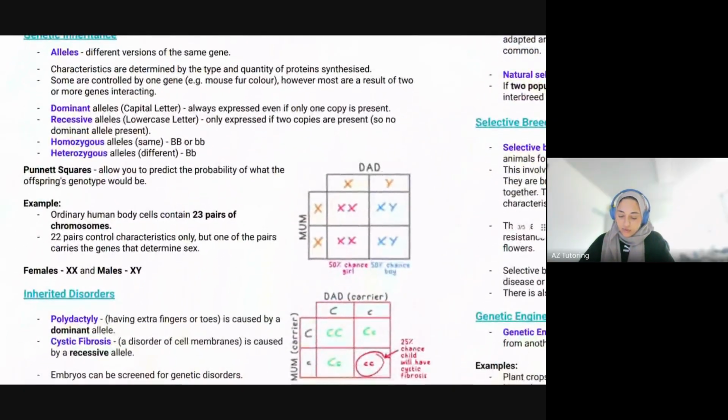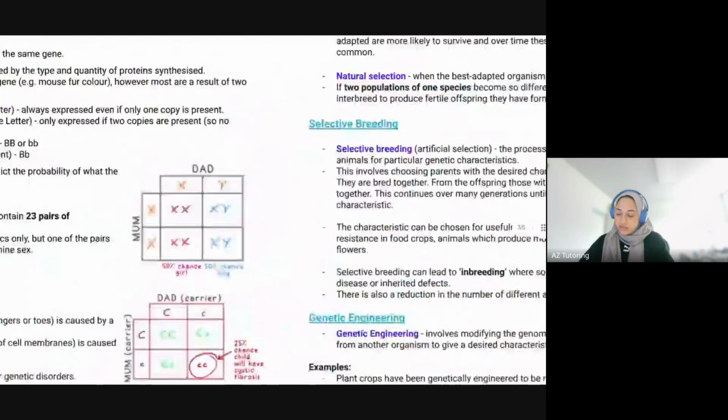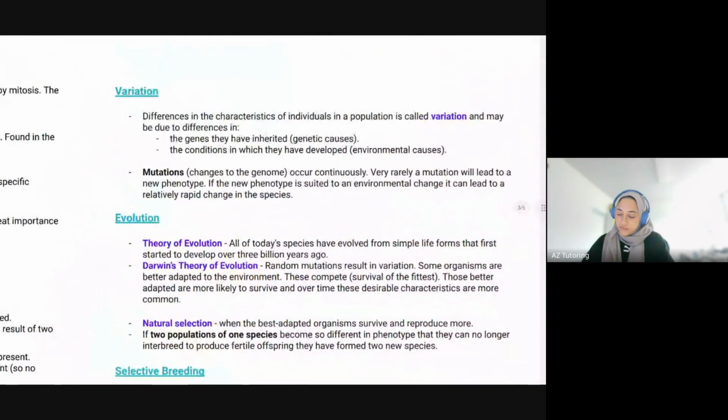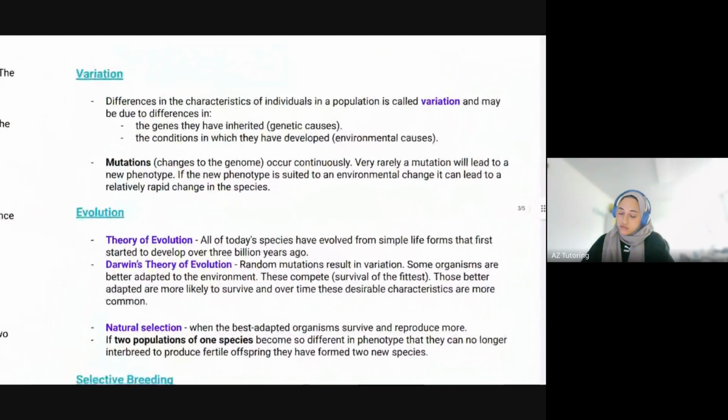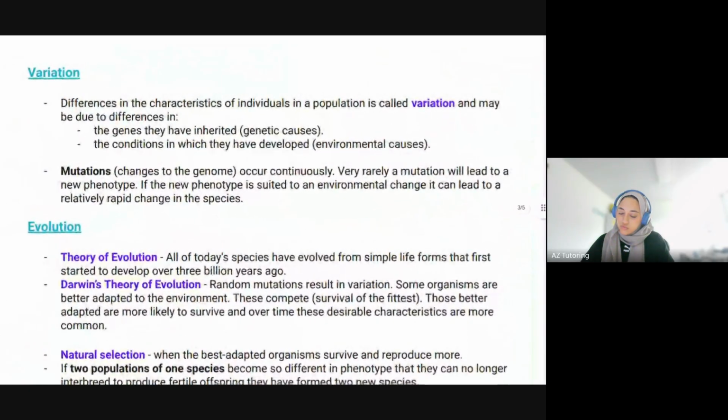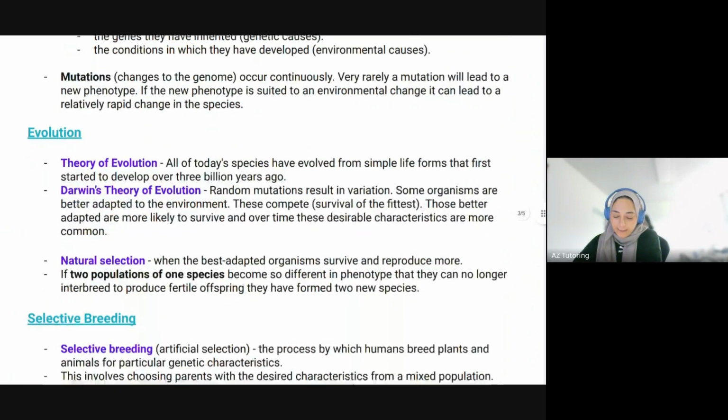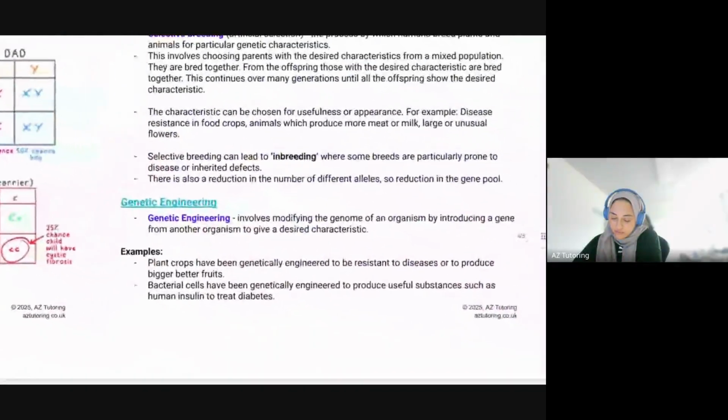Okay, we've spoken about Punnett squares. We've talked about polydactyl and cystic fibrosis. So variations can happen genetically, or it could even happen to do with the environment. So for example, if you were to get a tattoo or you cut your hair, that's not all genetic. That's something you've chosen to do because of the environment. We've done selective breeding.